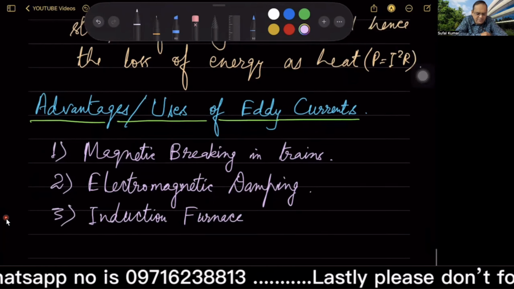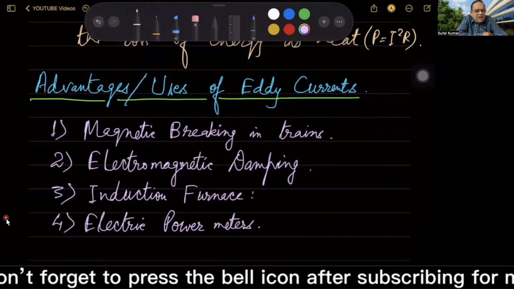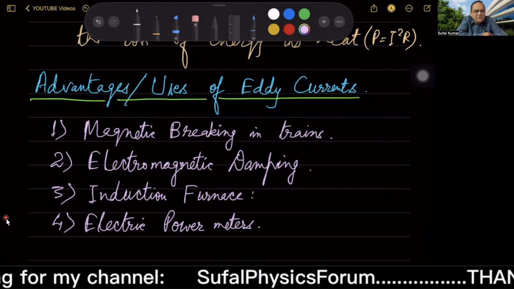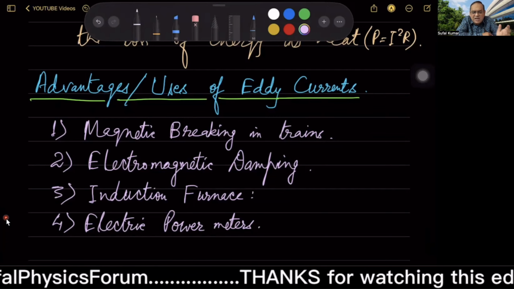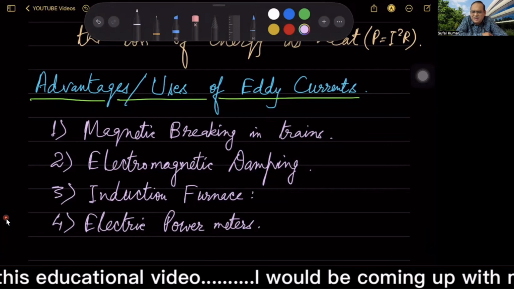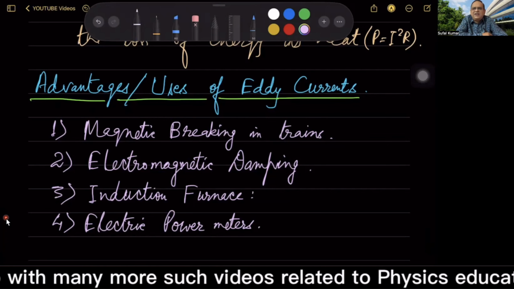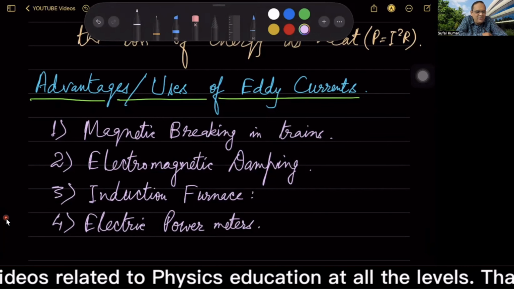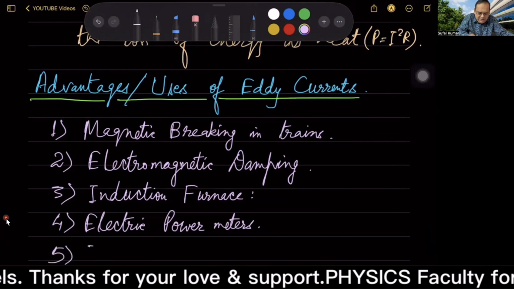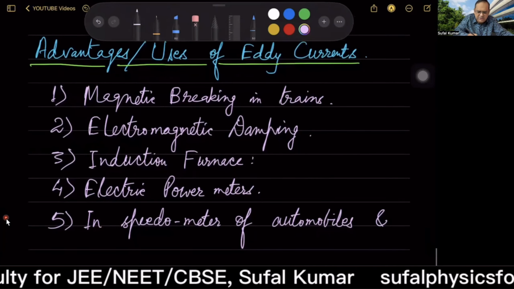And number four, electric power meters. The shiny metal disc in the electric power meter rotates due to eddy currents. Electric currents are induced in the disc by magnetic fields produced by sinusoidally varying currents in a coil. So whatever electricity bill is generated through electric power meters, it is run with the help of eddy currents. And last point, in speedometers of automobiles and energy meters.